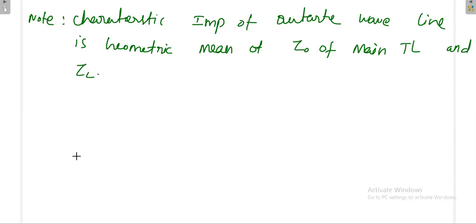Okay, next we will see stub matching. We'll see a little bit about stub matching, then the remaining part we'll see tomorrow evening. Generally there are two types of stubs, short circuit stub and open circuit stub, but mostly we'll use a short circuit stub. Later I will clarify why the open circuit stub is not generally used.